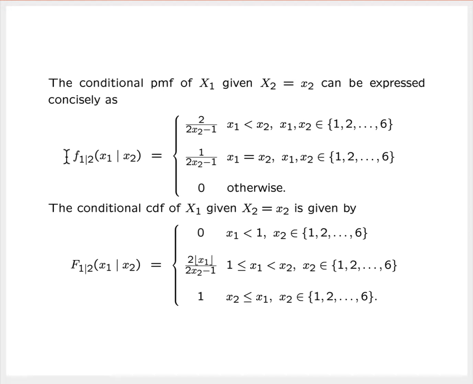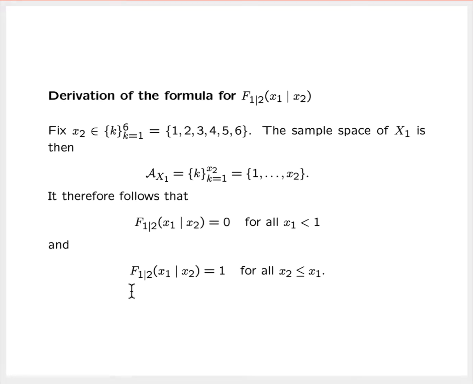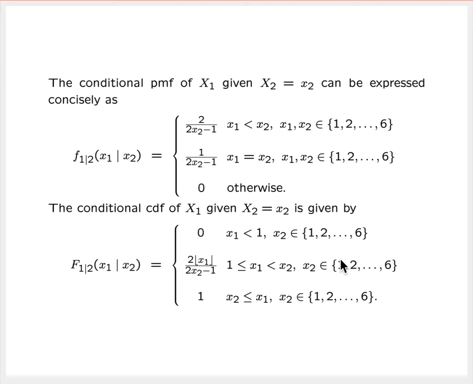Now, once we have this conditional PMF of x1 given x2, we can derive the conditional CDF of x1 given x2, and it's given by this expression here, this piecewise defined function. And recall that the CDF has to be defined at every real number, and so we utilize here what you'll remember as the greatest integer function in this representation. Okay, so that is how we can derive these values analytically.